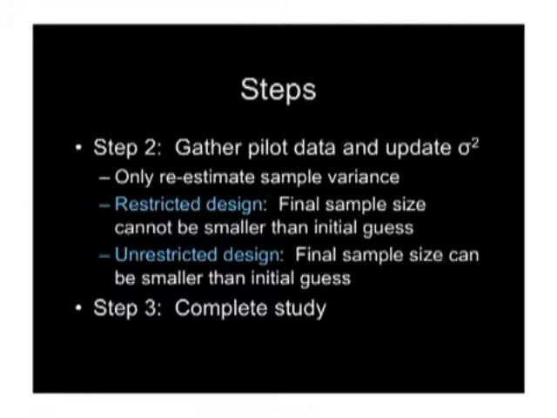One is restricted. And in this case, your final sample size cannot be smaller than your initial guess. That's not very appealing, because we want to save money, right? So this is saying, well, you can only spend more money than you initially thought you were going to spend. But then there's the unrestricted design, where you can either increase or decrease the final sample size from your initial guess. So this is more appealing. But again, no free lunch. There's more bias involved with this unrestricted design. And then you just complete your study.